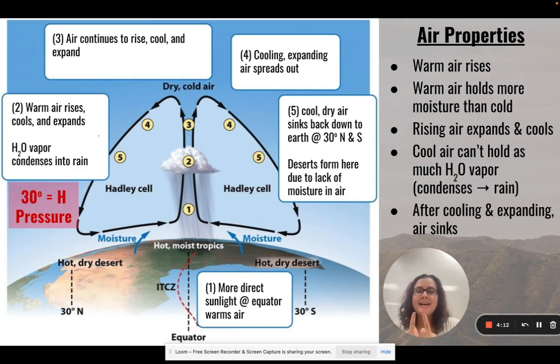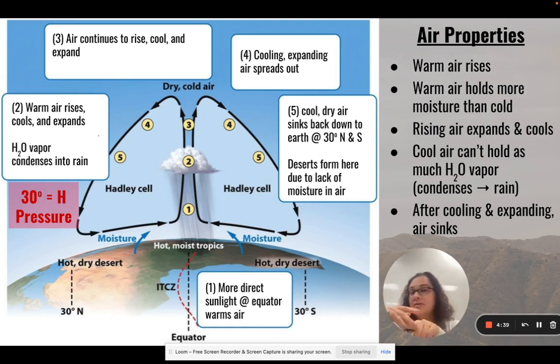So it's going to rise. As it rises, it's cooling, right? It's also expanding. As it cools, a lot of that water vapor is going to start to condense into rain. So we get rain. In the tropics, where we have more direct sunlight and that rising warm air, we tend to get more precipitation in those areas. As that air continues to cool, now it's also losing moisture.